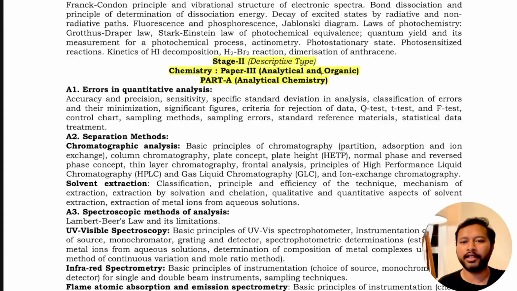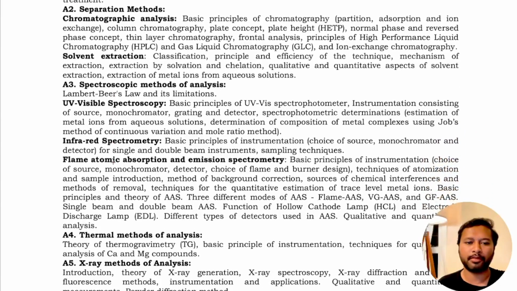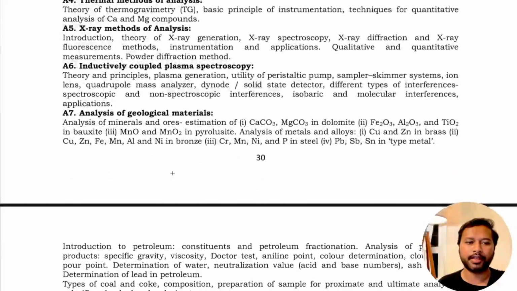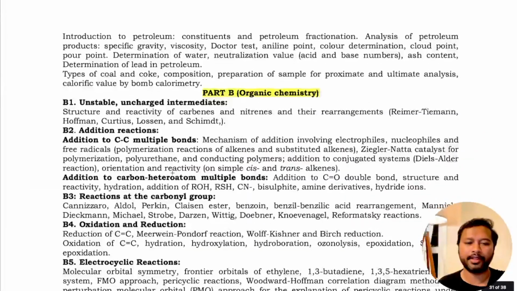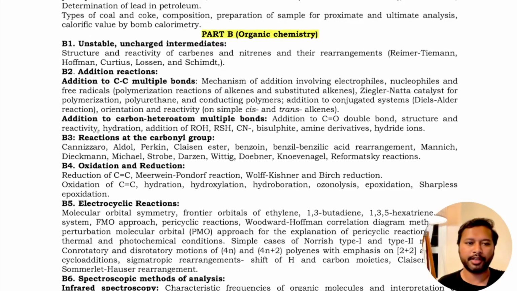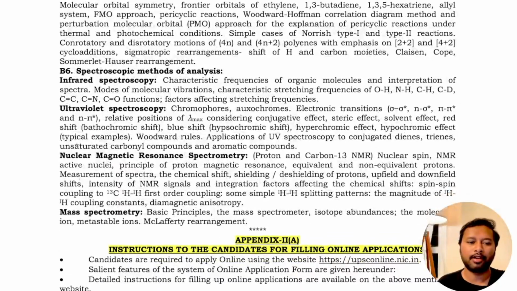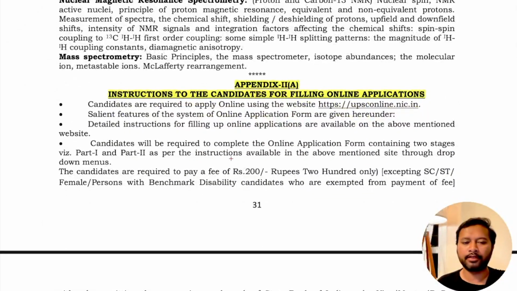Paper 3 is your analytical and organic chemistry. It has 2 parts. Part A is analytical chemistry, in which error and quantitative analysis, separation method, spectroscopic methods, thermal methods, X-ray methods, all these analytical methods. And then part B is organic chemistry: unstable uncharged intermediates, addition reaction, oxidation reaction, electrocyclic reaction, spectroscopic methods. Basically all your organic chemistry syllabus. Okay, so these are the things which are important.